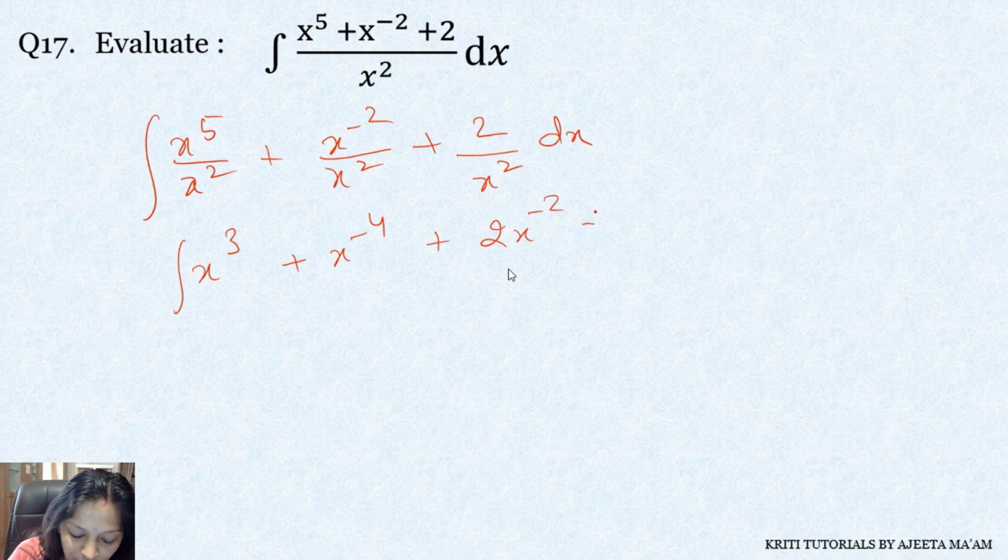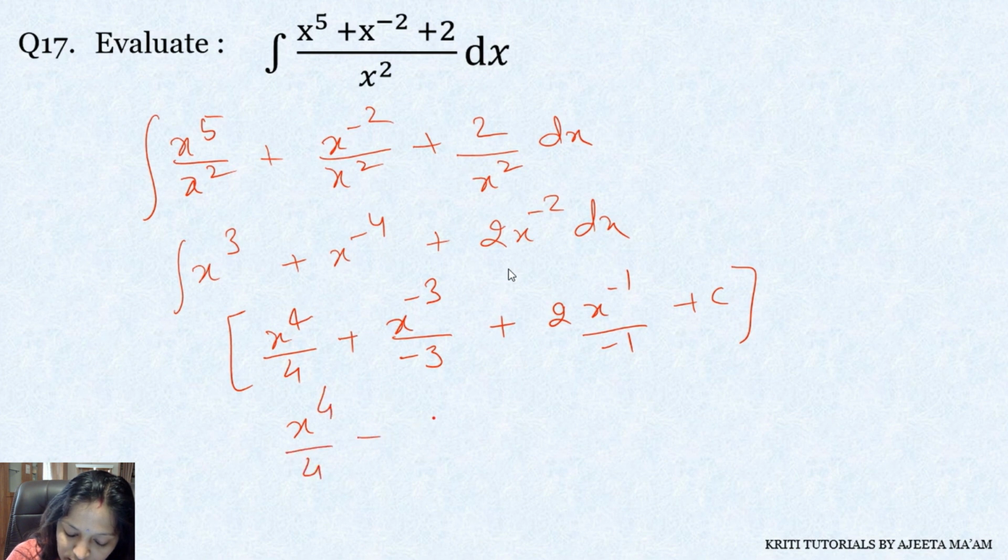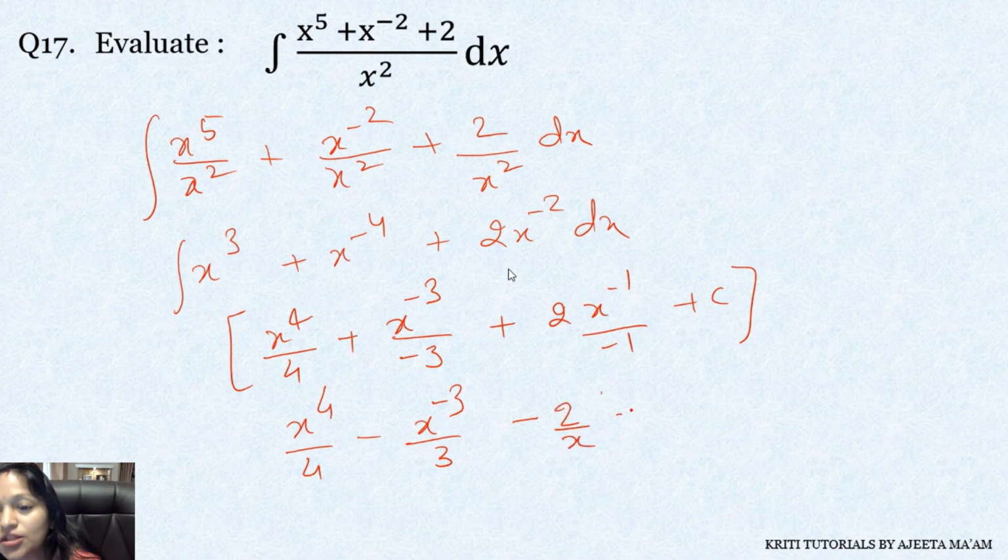Now let's use the power rule. So we get x raised to 4 upon 4, here we get x raised to minus 3 upon minus 3, and here we get x raised to minus 1 upon minus 1. Now let's simplify it a bit. So x raised to 4 upon 4, minus x raised to minus 3 upon 3, here minus 2 upon x if we make the power positive. This is how you make up your answer. X raised to minus 3 को भी आप 1 upon x cube लिख सकते हैं to get the final answer.